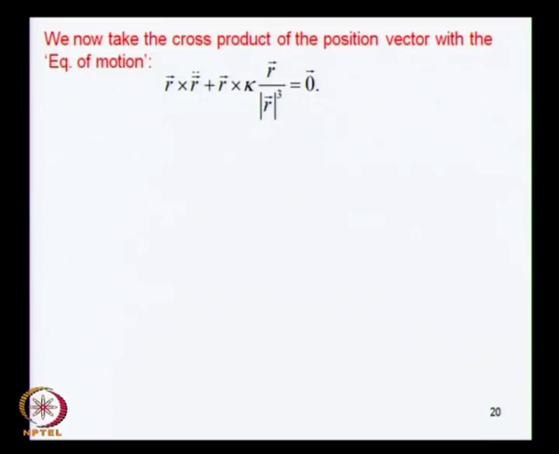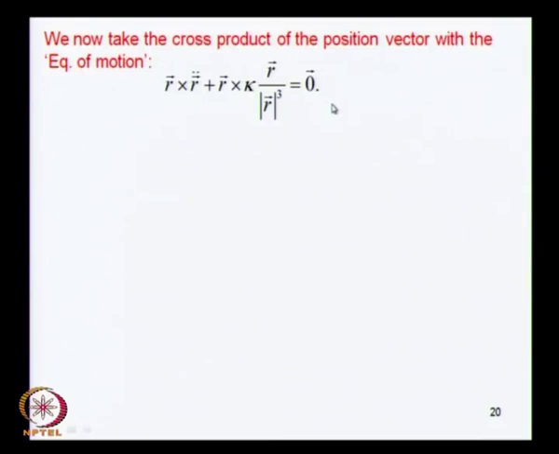So, all we have done here is to take the cross product not with velocity, but with the position vector. In the previous case, we constructed the scalar product, the dot product with the velocity. Now, we take the position vector and compose the cross product with the equation of motion. The equation of motion has two terms. I take the cross product of each of those terms with the position vector and get a vector equation.